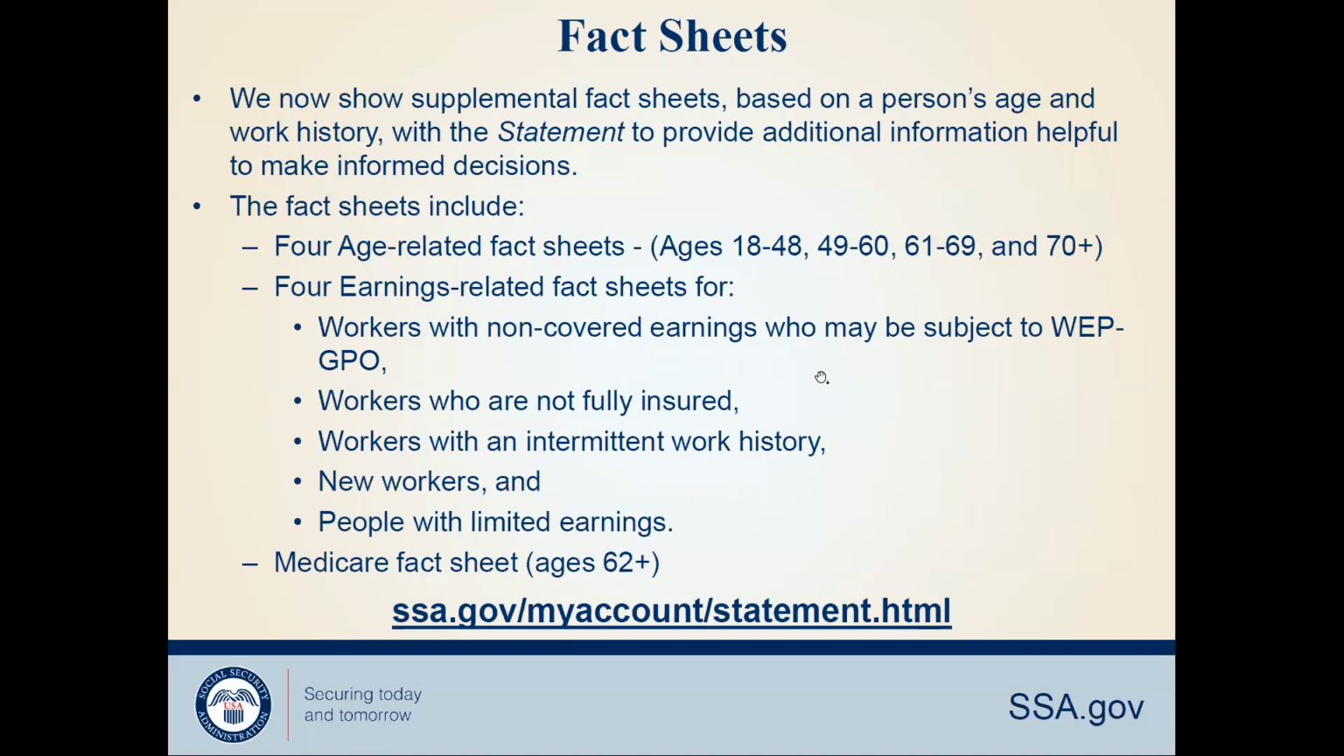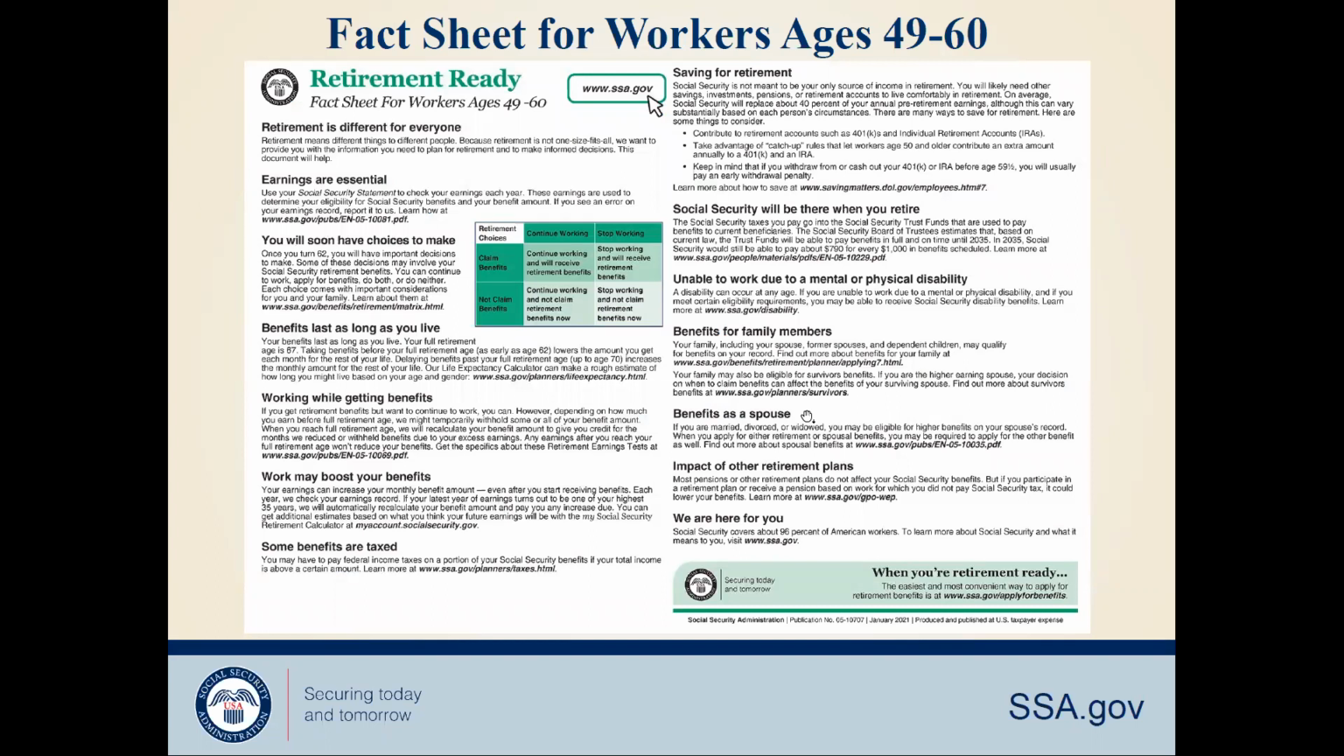Then we have fact sheets. We show supplemental fact sheets based on a person's age, work history, and statement to provide additional information helpful to make informed decisions. The fact sheets include 4 age-related fact sheets, for ages 18 to 48, 49 to 60, 61 to 69, and 70 plus, and 4 earnings-related fact sheets for workers. Learn more and review the fact sheets at ssa.gov/myaccount/statement.html. Next slide.